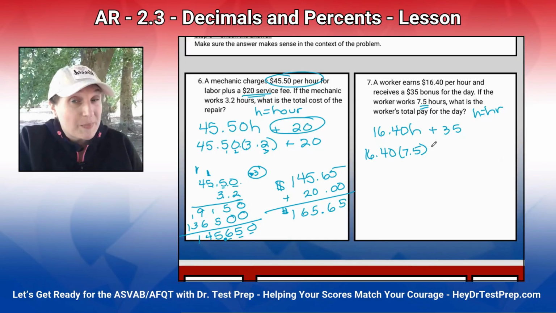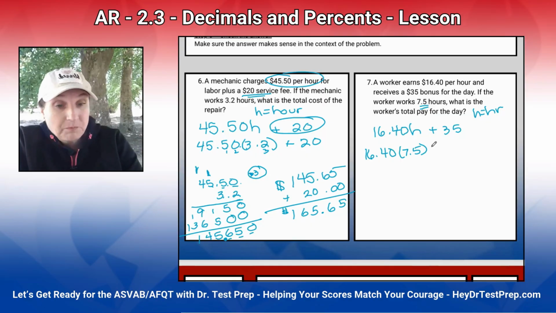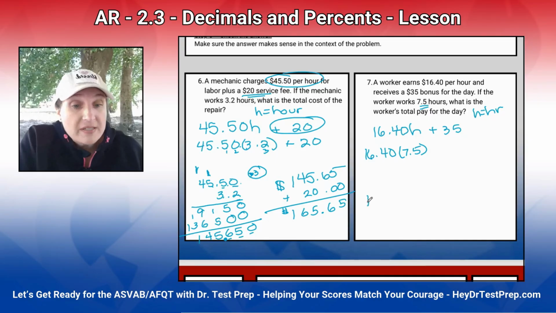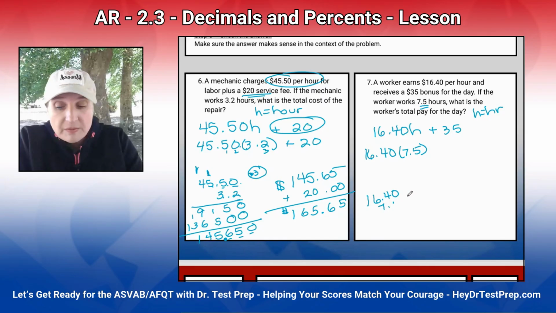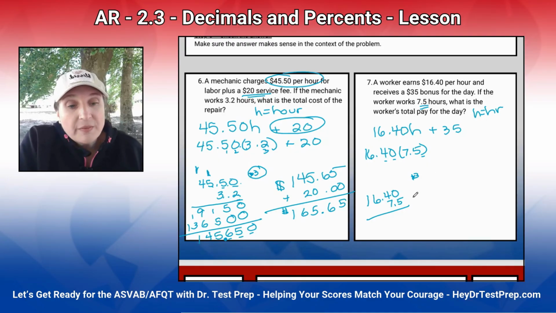It's okay to spend time on questions because it gives you a better chance of you getting them right. So I'm going to put 1640 and 7.5. Whoops, put that in the wrong spot. 7.5. Okay, so again, we've got 1, 2, 3 decimal points that we're going to have to move. So we've got 5 times 0 is 0. 5 times 4 is 20. 5 times 6 is 30, plus the 2 gives me 32.